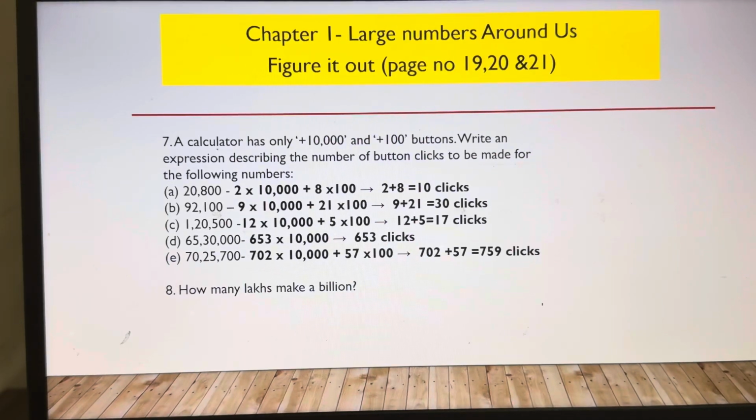Now question number 8. How many lakhs make a billion? Right? For such type of questions, what you need to do? First, you need to write what is 1 billion. So 1 billion has 9 zeros. And then divided by 1 lakh. You can write it with a slash and write 1 lakh has 5 zeros. Now what you will do? You will strike off these 5 zeros and these 5 zeros from here. How many zeros are remaining? 4 zeros. So the answer will be 10,000.